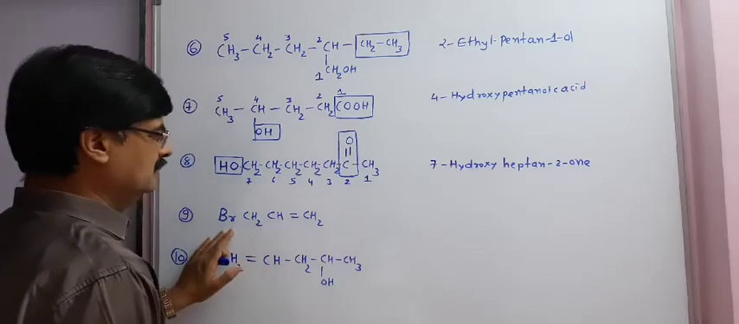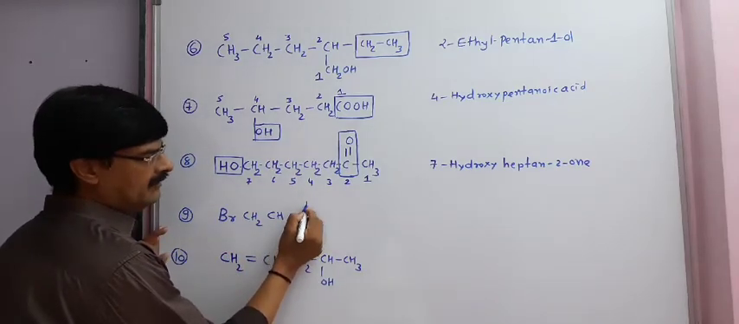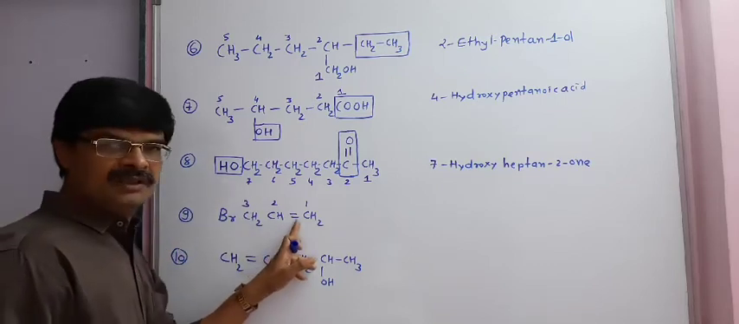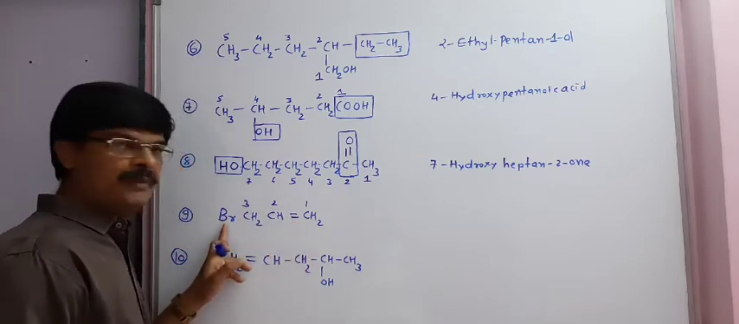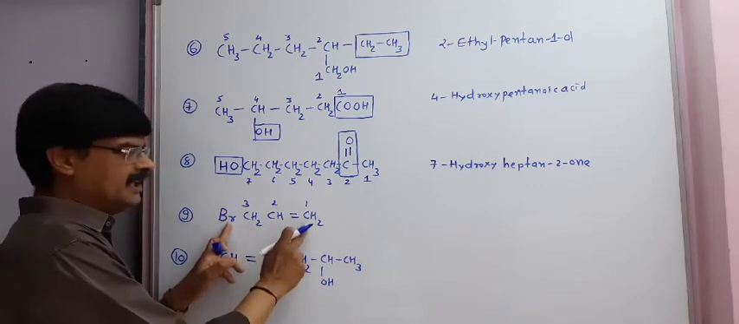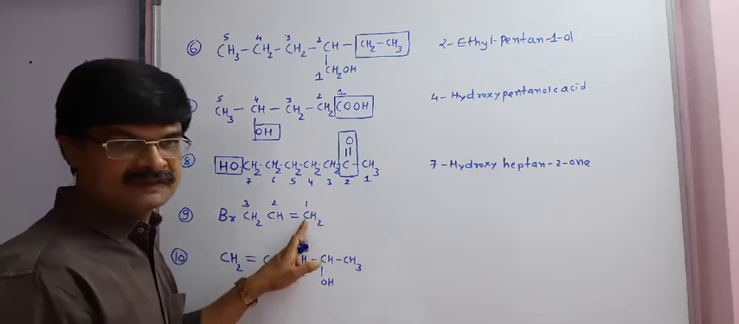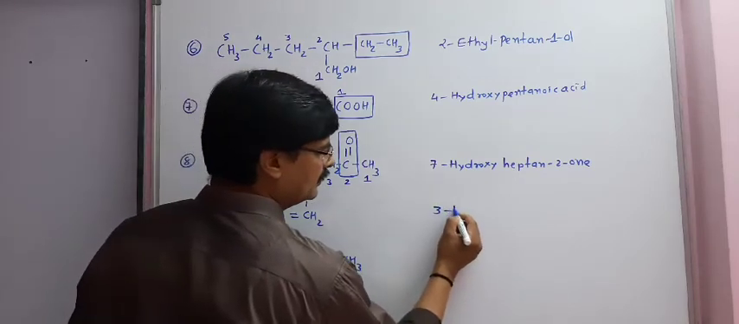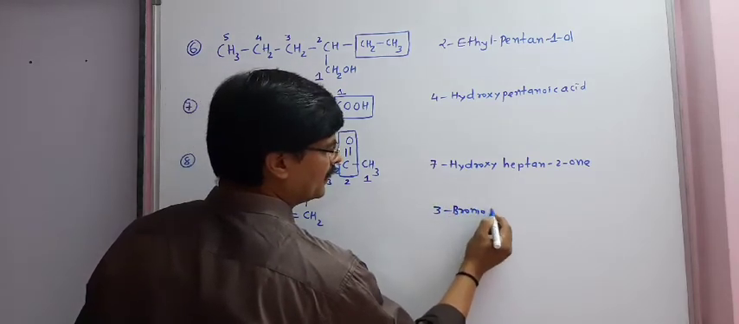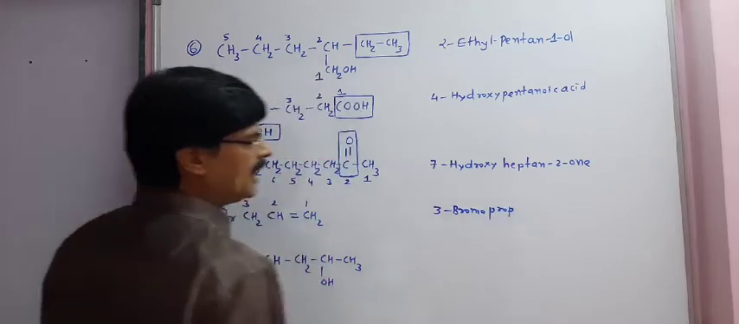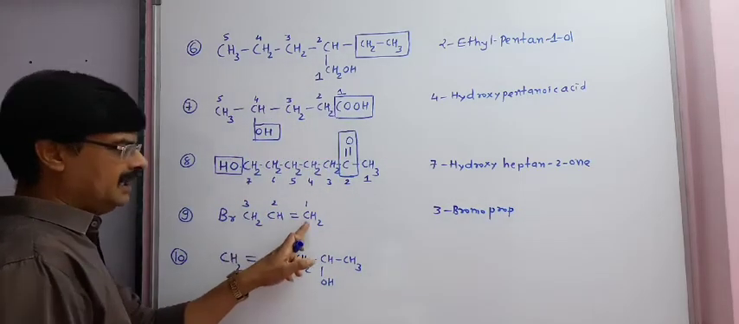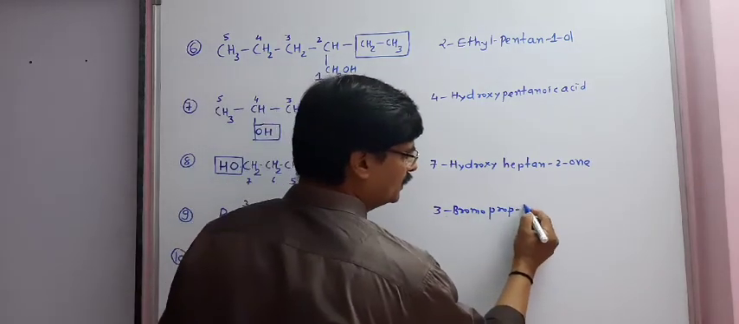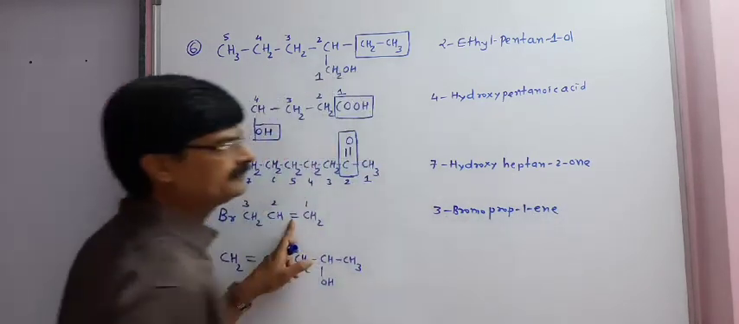Now for the next one. First of all, giving number 1, 2 and 3. The double bond has higher priority than bromine, meaning the halogen group. That is why numbering should start from these carbon atoms. So we get 3-bromo. Total number of carbon atoms are 3, in which we have a double bond also. So 3-bromoprop-1-ene.